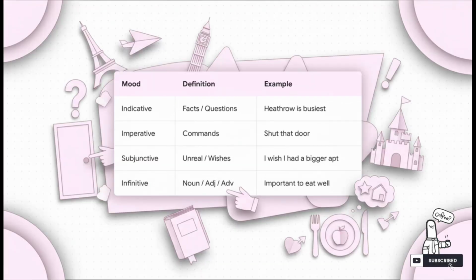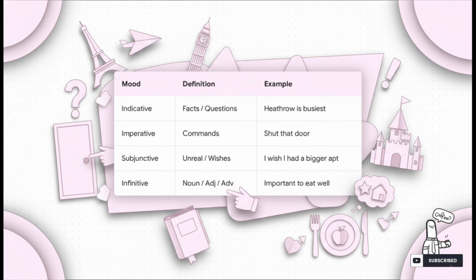Now, what's really interesting about this is how cleanly it organizes the 4 primary verb moods we use to show our underlying attitude toward an action. Take a look at the breakdown. The indicative mood is all about facts, reality, and straightforward questions. When you say, Heathrow is the busiest airport, you're simply asserting reality. But drop down to the imperative row. Now, this is the mood of force and commands. Shut that door. You aren't stating a fact anymore. You are forcing an action.